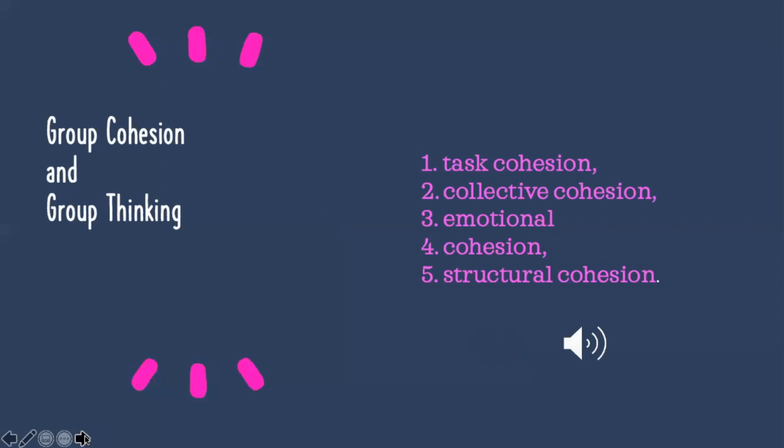Next, let's focus on group cohesion, the key to finding solutions. The text states that there are 5 major types of group cohesion having to do with social cohesion within group and team dynamics. We have task cohesion, collective, emotional cohesion, and structural cohesion.